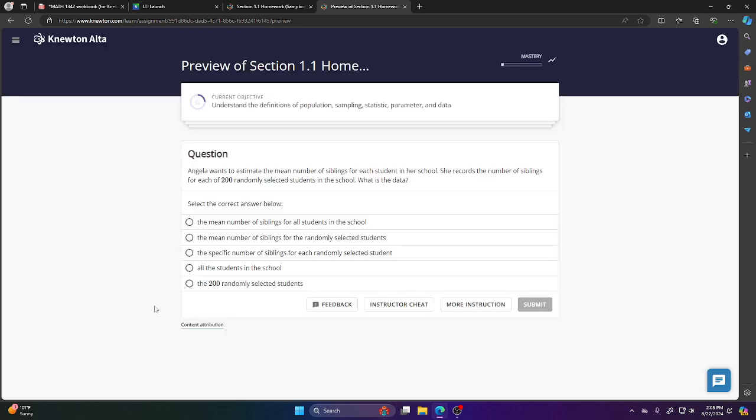Continue. Okay, so we want to estimate the mean number of siblings for each student in her school. She records the number of siblings for each of the 200 selected students. What is the data? What's the data? What do you think? Specific numbers? Yeah, like each single number. Got your height? Was it height, right? No, number of siblings. Your siblings and your siblings and your siblings. There's a whole big list of siblings, and then after that, we'll find an average and stuff.